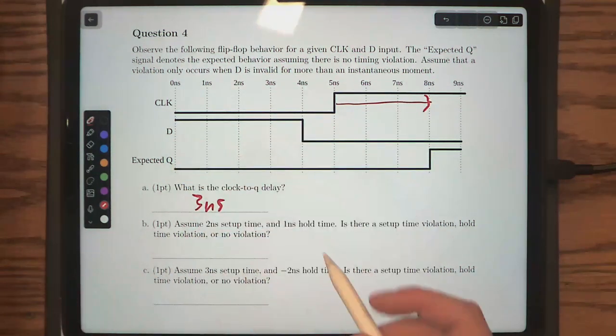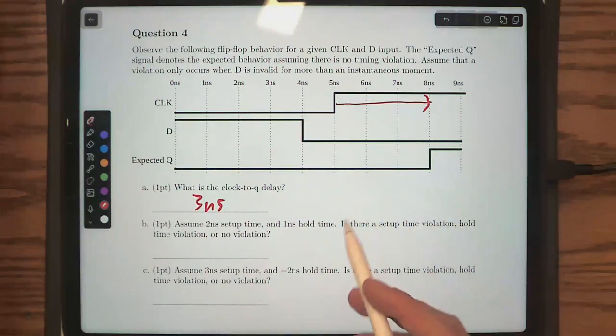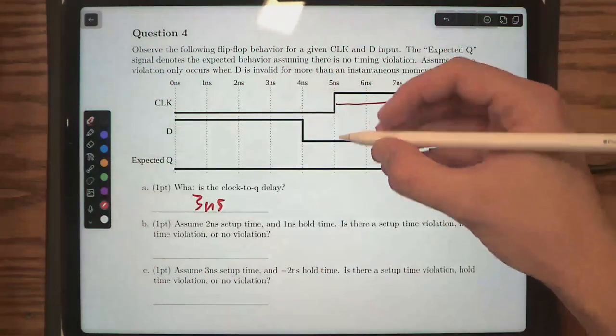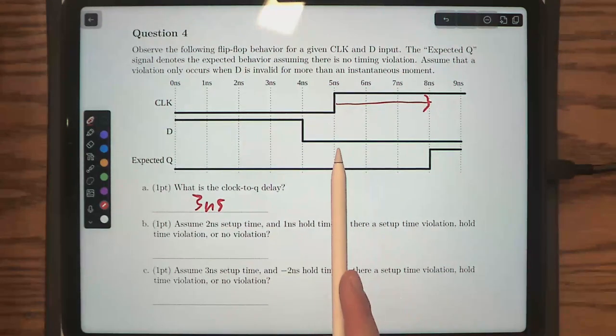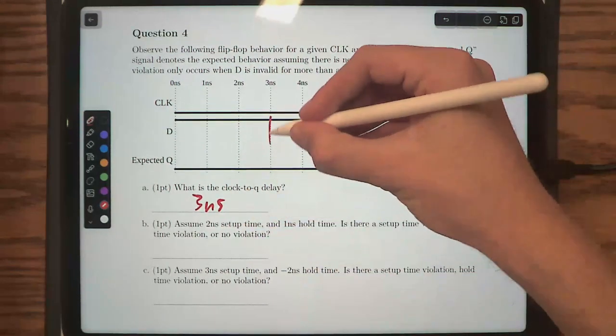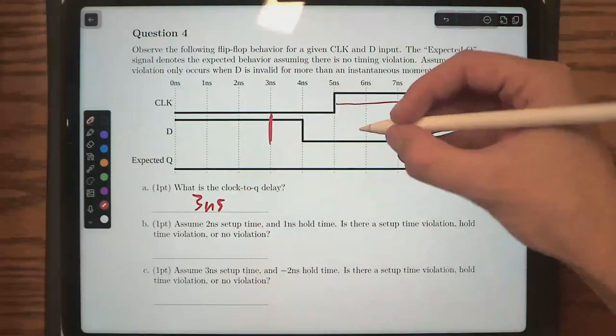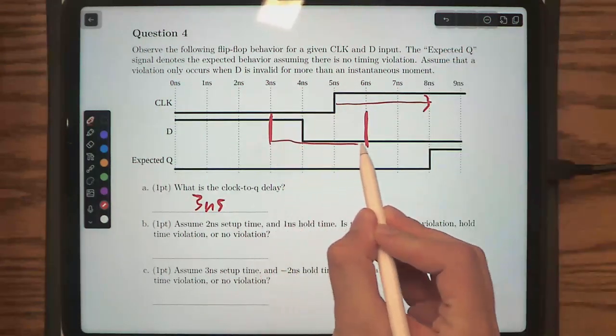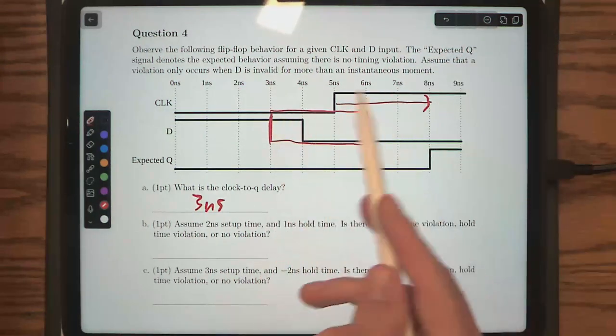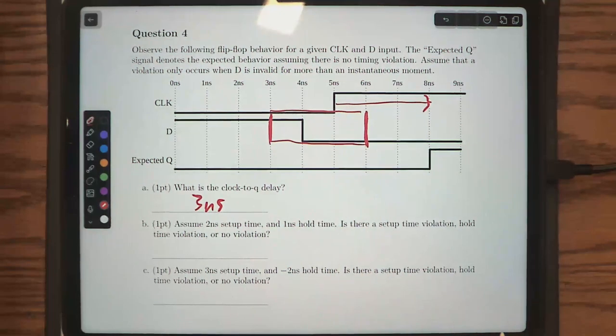Question B was okay still. So assume 2 nanosecond setup time. If we draw out the timing aperture, it would be 2 nanoseconds before the clock edge, and then it says 1 nanosecond hold time. So the timing aperture would end here. So now we have that this region right here is when D needs to be stable. So it asks, is there a setup time violation, hold time violation, or no violation?